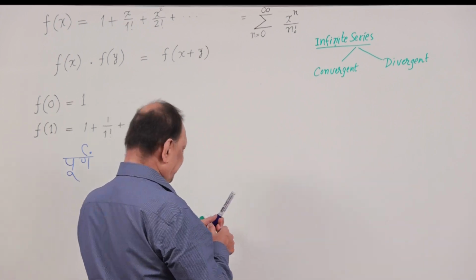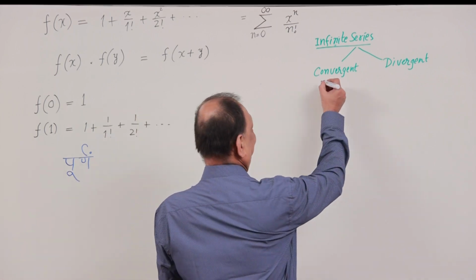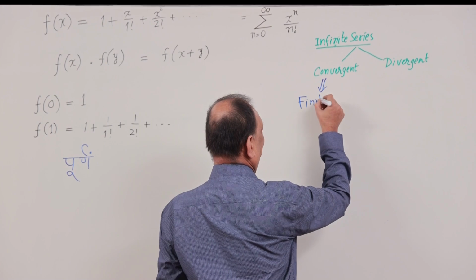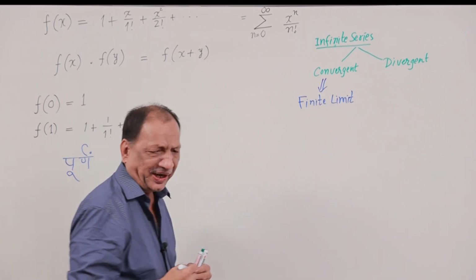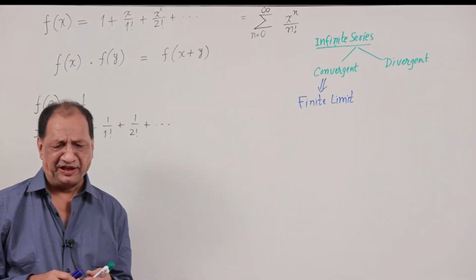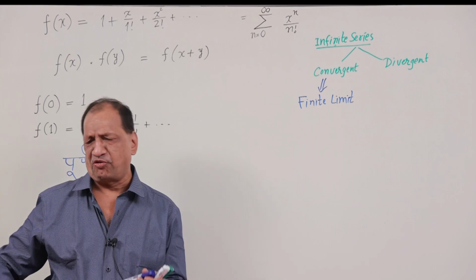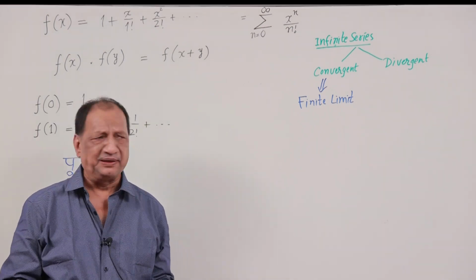Now, convergent means there is a limit, which is a finite limit. That is the meaning of convergent. We will probably not reach that limit, but we can get as close to that limit as we want. However close we want, we can reach there. So we'll call that itself a value, a limit.